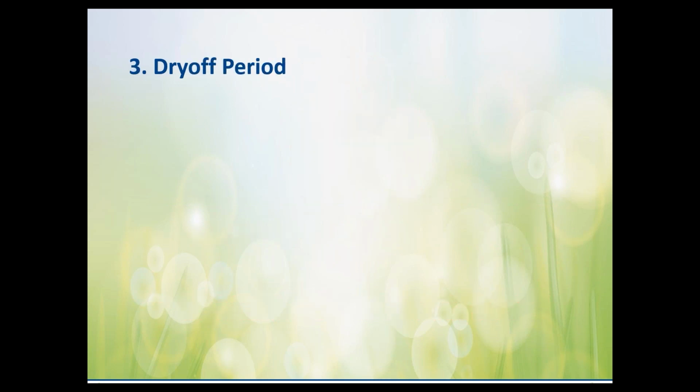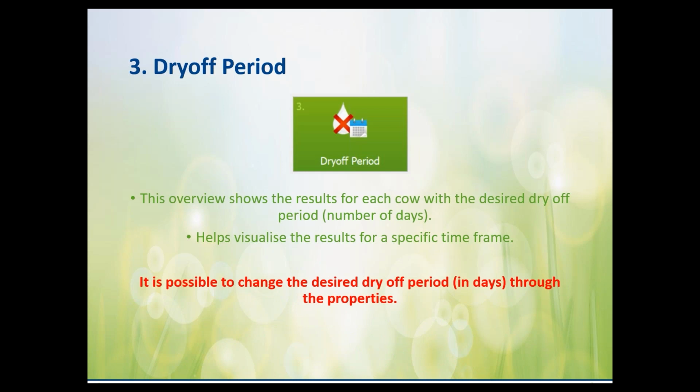Number 3, we have dry off period. So this is an overview that shows your results for each cow on the desired dry off period, and this will be in days. So right now in my program, it's set to 50 days. You might do longer, shorter periods for your dry off. So we'll be able to identify if the cows are dried off in that desired period. And it just helps visualize the results for a specific time period. We can change the number of days desired for the dry off period through the properties once again.